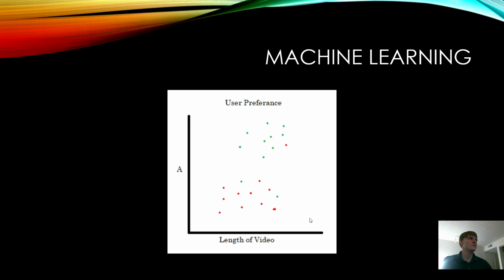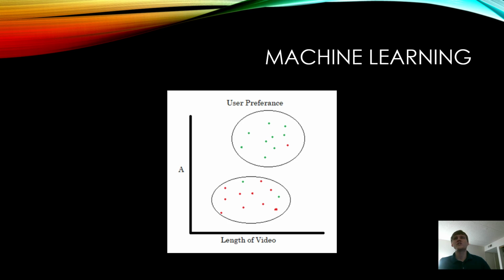So this is just a quick machine learning example. It's a video preference example. So we have the user preferences here. The bottom and the side axes represent random variables associated with the video, and we see there are clusters of positive videos, represented by green, and negative videos that the user has experienced.